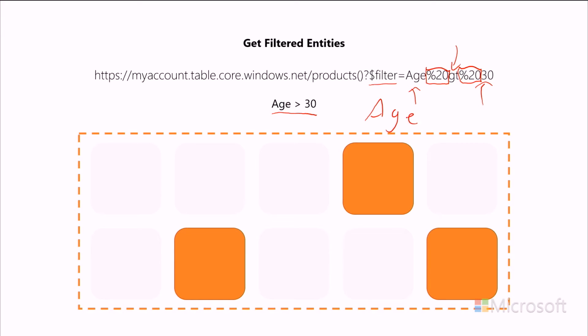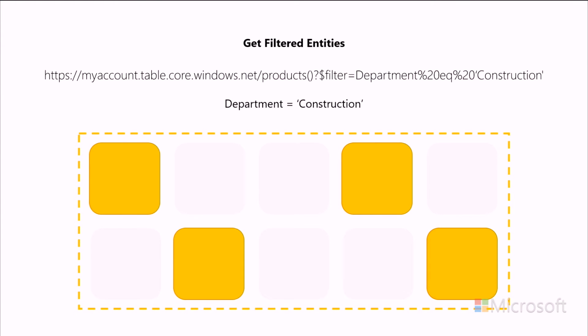So the actual OData filter is really age space GT 30, or age greater than 30. And you'll see that it returns a result set of entities that matches this condition. You can get a little bit more sophisticated with this. Maybe you want to, instead of doing greater than, less than, maybe you have a string value, you want to do equality on a string value, a numeric value, or a Boolean value.